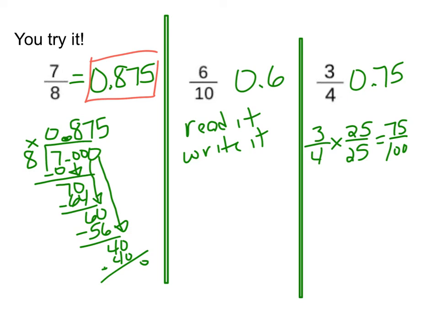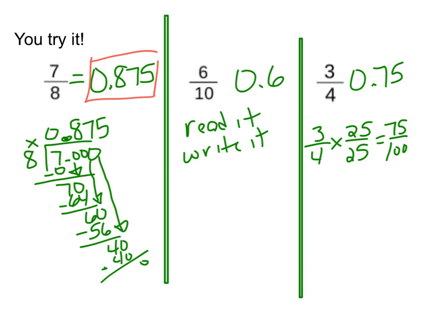So one thing that I want you to remember is that these are common fractions and decimal conversions. So if you could start memorizing those, that would be awesome, and it would help you in the long run. So know that 7/8 is 0.875. 6/10, you just write the 6 after the decimal, or any numerator after the decimal, and 3/4 is 75/100.